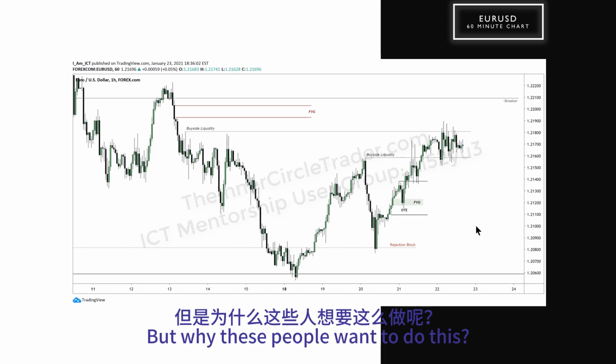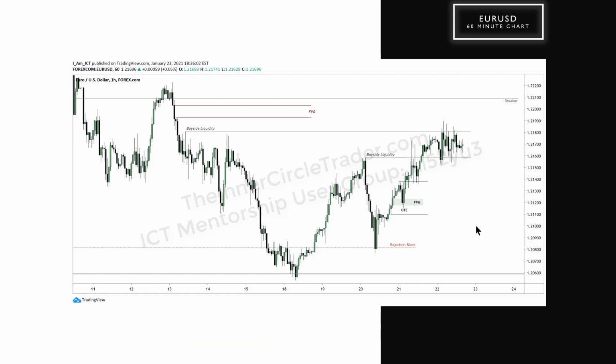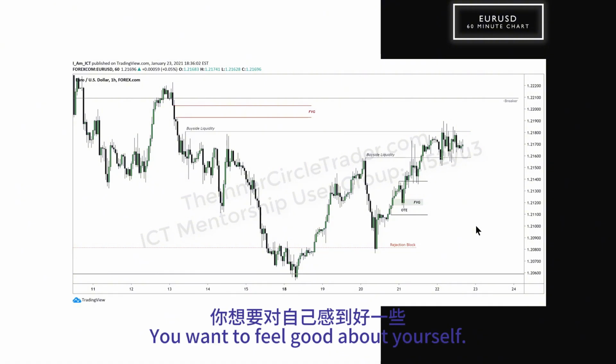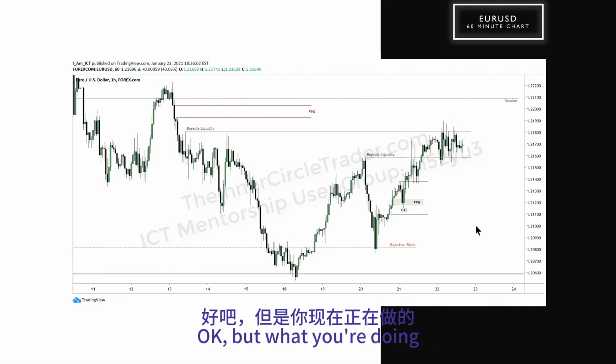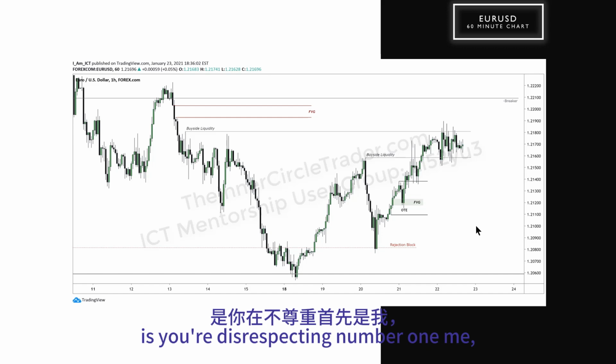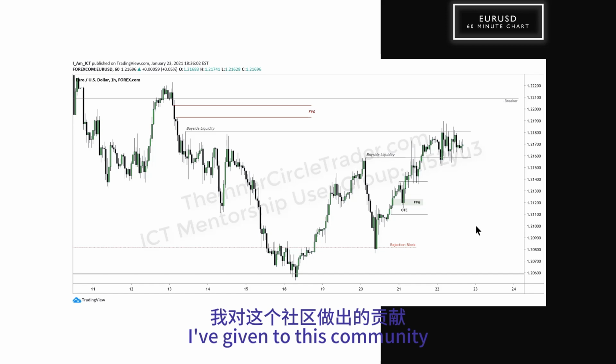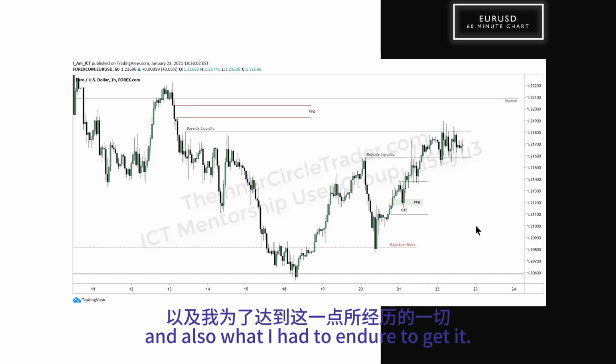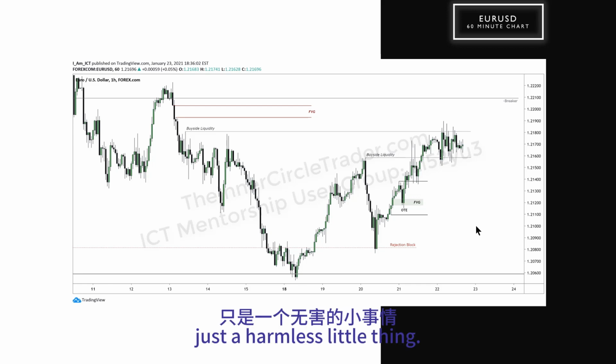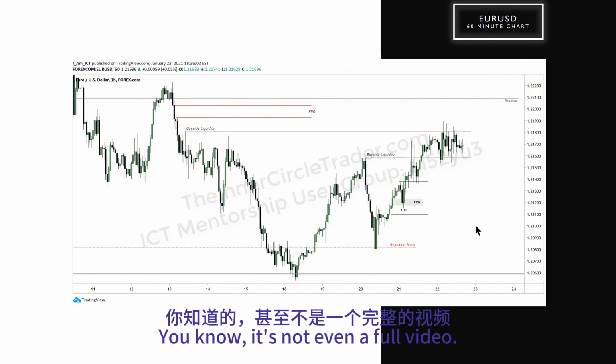But why do these people want to do this? They want to play Robin Hood. And to me, I get it. You want to feel good about yourself, okay? But what you're doing is you're disrespecting, number one, me, the level of commitment I've given to this community, and also what I had to endure to get it. And you think it's just a harmless little thing. "Oh, I'm just sharing a screenshot. It's not even the full video."